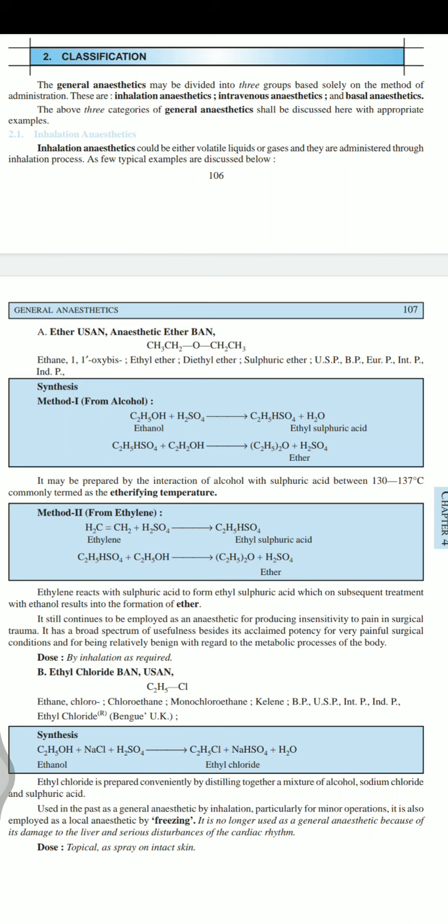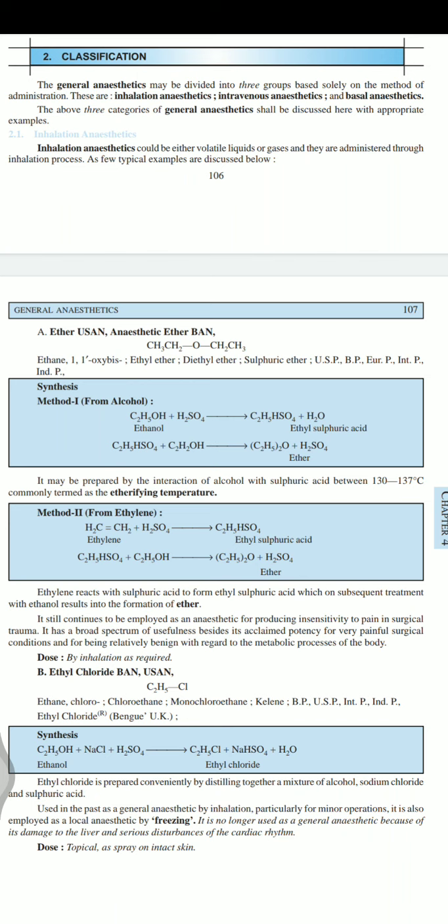In the last part of the theory, we have known that general anesthetics can be divided into three groups, basically on the mode of administration. They are inhalation anesthetics, intravenous anesthetics, and basal anesthetics. So here we have taken into account the inhalation anesthetics, which are either volatile liquids or gases, and they are administered through the inhalation process.